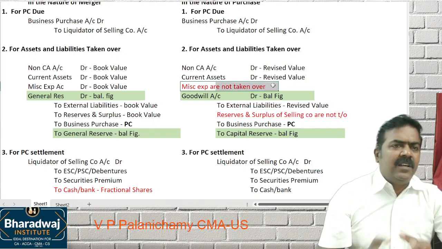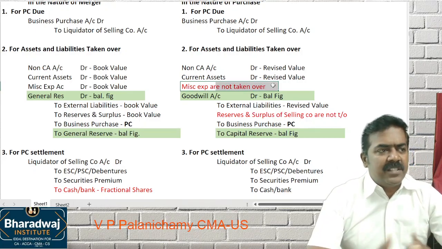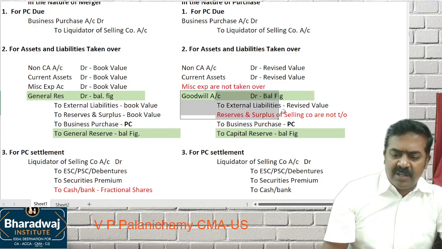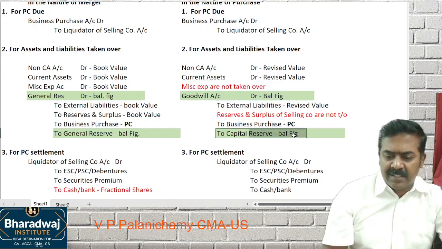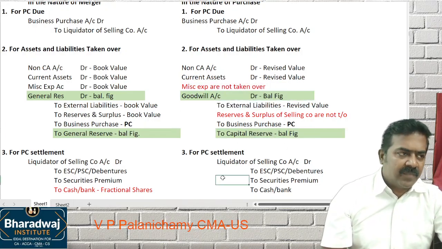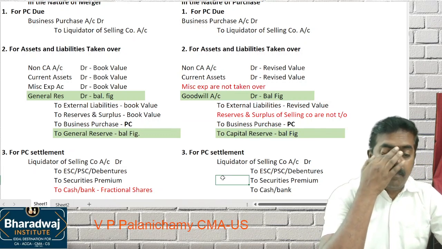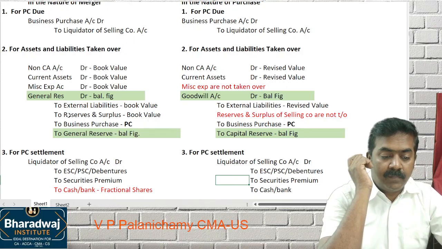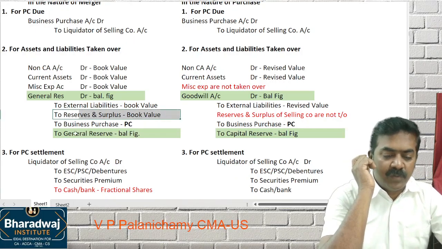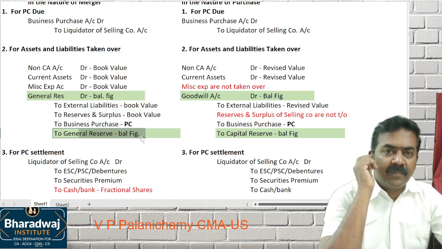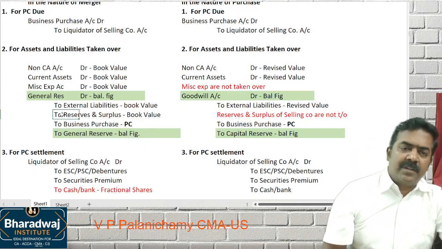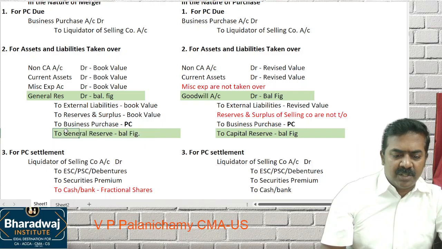Selling company, because when you purchase a business, you are purchasing only what? Assets and liabilities. The balancing figure: if you pay more, goodwill; if you pay less, capital reserve. That's it. In a merger, general reserve will be taken as the balancing figure. We will take over all P&L account, securities premium, all capital reserve, all the other reserves. General reserve alone will be taken like a shock absorber, balancing.